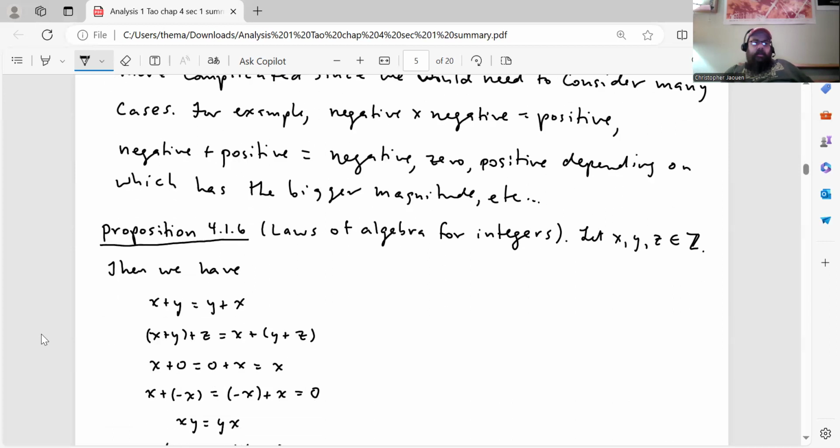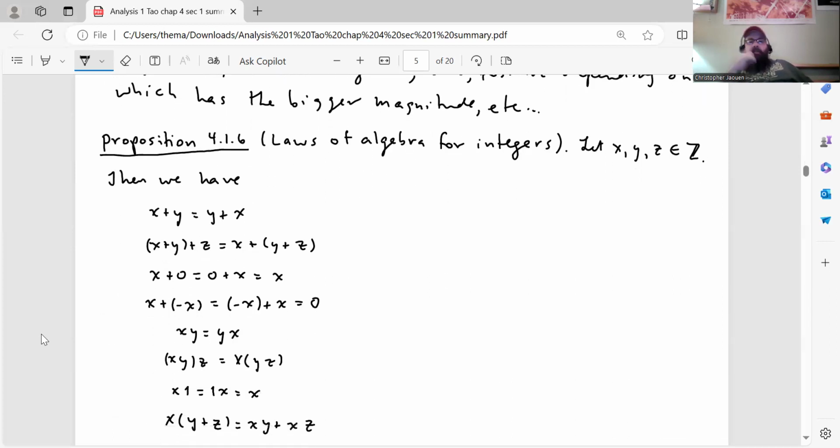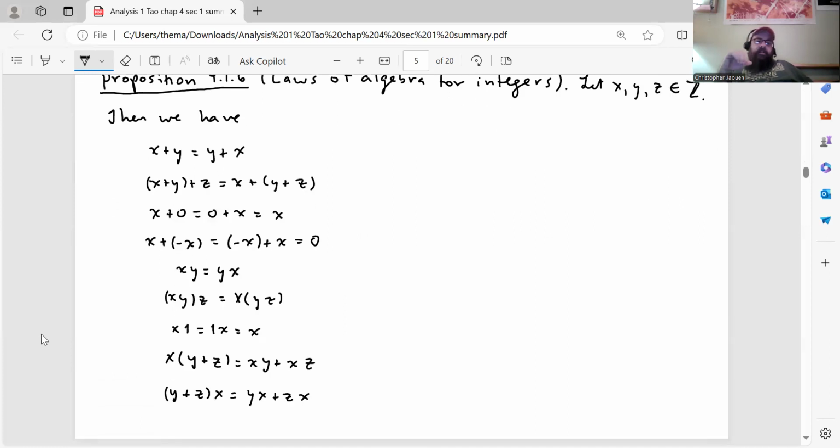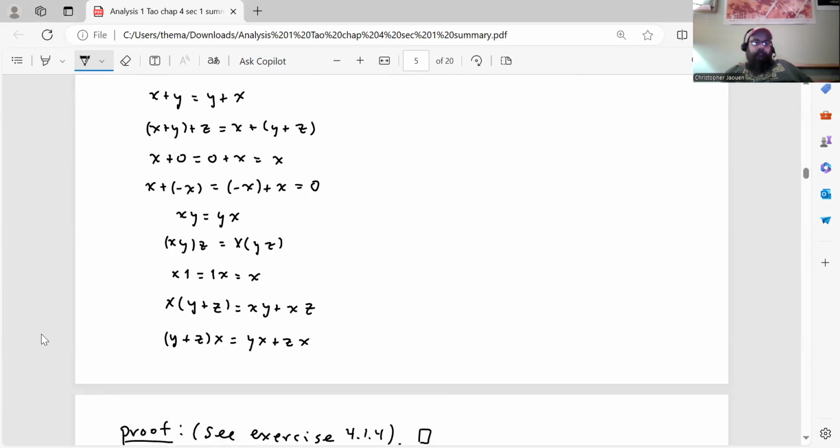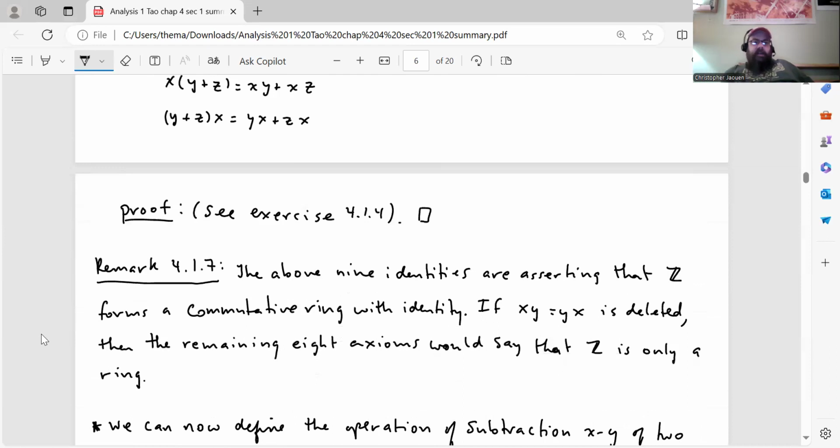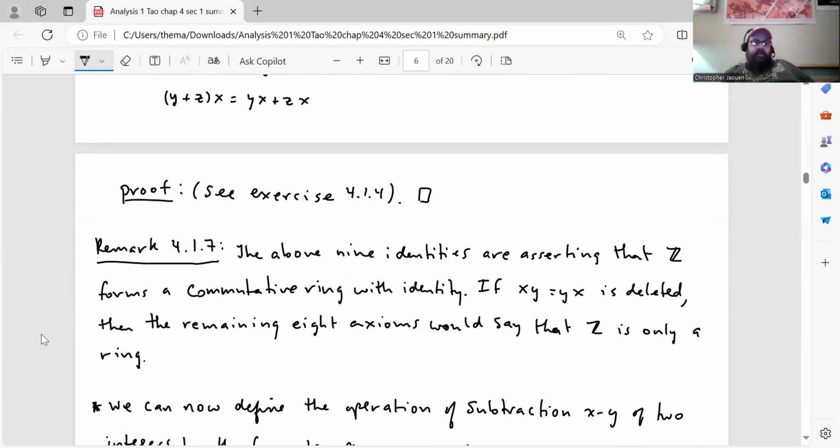So, all right, proposition 4.1.6, the laws of algebra for integers. Let x, y, z be integers. Then we have, so there's a bunch of rules. Addition is commutative. Addition is associative. There's an additive identity. There are additive inverses for each integer. Multiplication is commutative, multiplication is associative. There's a multiplicative identity for every integer. And then multiplication distributes over addition. All right, and the proof is left for an exercise, so we'll do that in the exercise set.